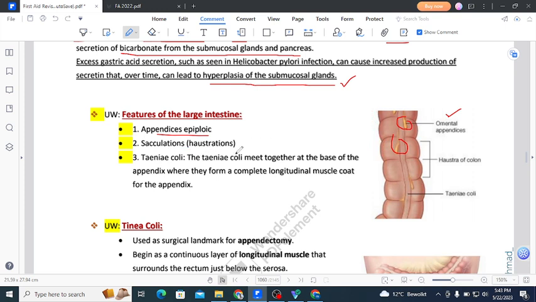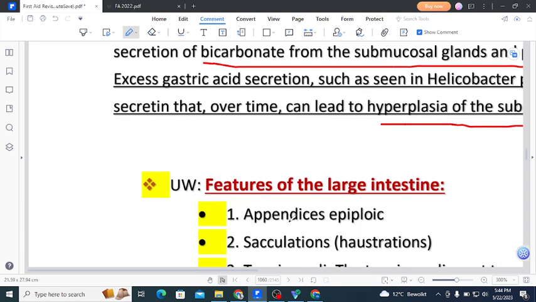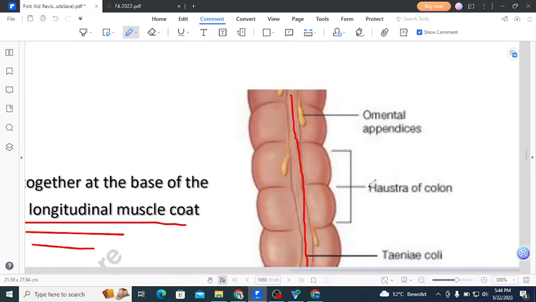Teniae coli are three bands of muscles, like the one you can see over here. This is the tenia coli. The teniae coli meet together at the base of the appendix, where they form a complete longitudinal muscle coat of the appendix. So the very first thing that you must remember is that they are longitudinal muscle. If I could zoom in, you can see that these are longitudinal muscles. They are directed in a linear fashion along the longitudinal axis.